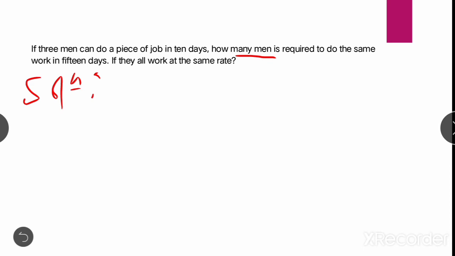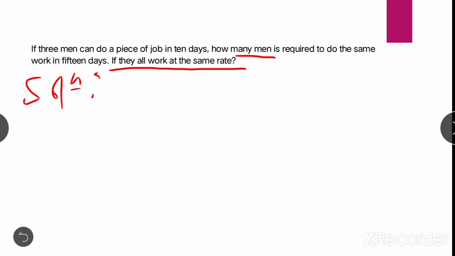So this, if they work at the same rate, is just telling us that the number of hours they work, the rate at which they work is the same. So they start at the same time, they close at the same time. So there's no discrepancy, there's no biasness in whatever they do. So let's do it now.